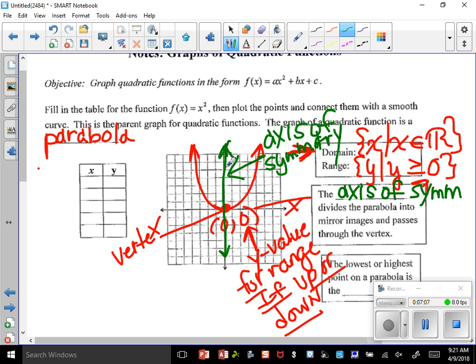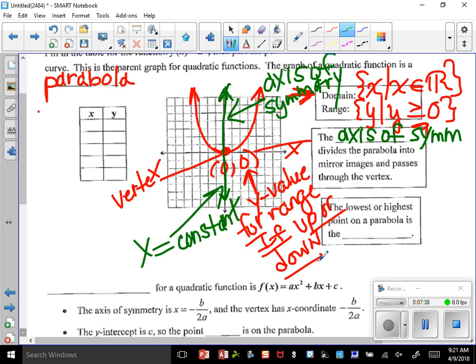Now, this axis of symmetry is a vertical line. So that means it's always going to start off with x equals a constant, some number. Remember, vertical line equations just say things like x equals 2, x equals 3, x equals -1. In this case, this is x equals 0. But it's always going to be a vertical line, so it'll always start off with x.